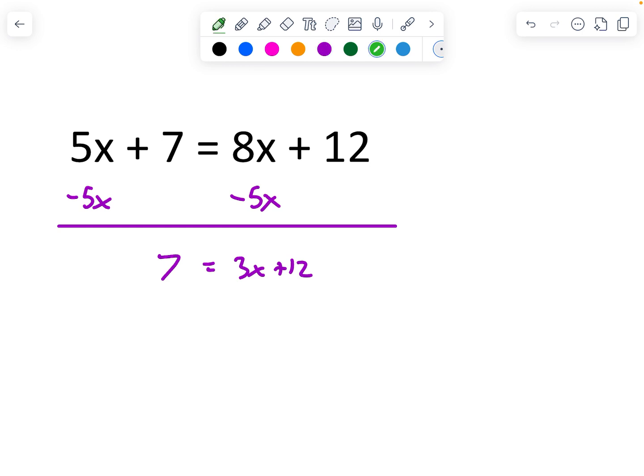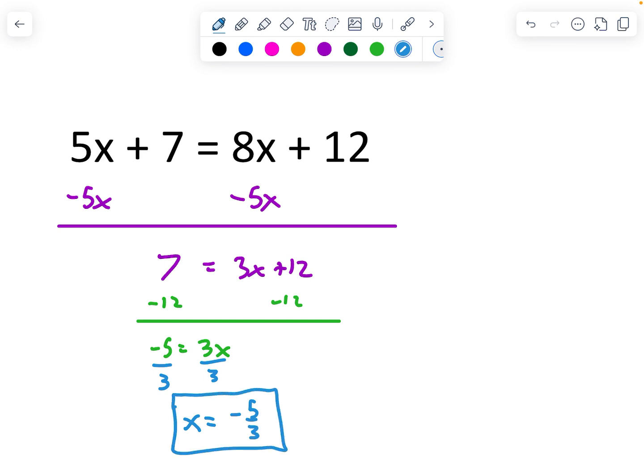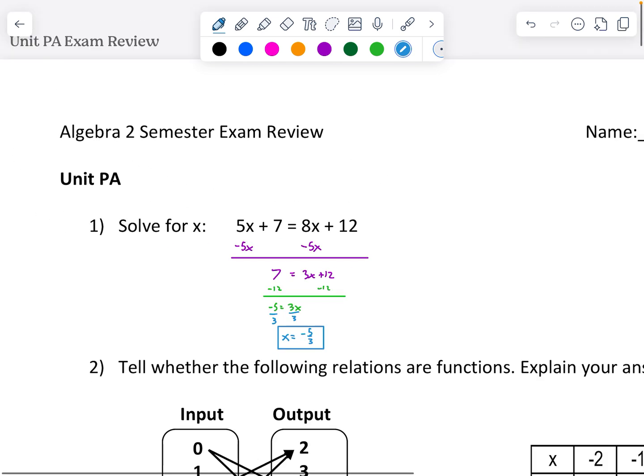Subtract 12 from both sides, and you get negative 5 equals 3x. And then finally divide both sides by 3, giving us x equals negative 5/3. You can just leave your answer as a fraction. No problem. It actually saves you a step.